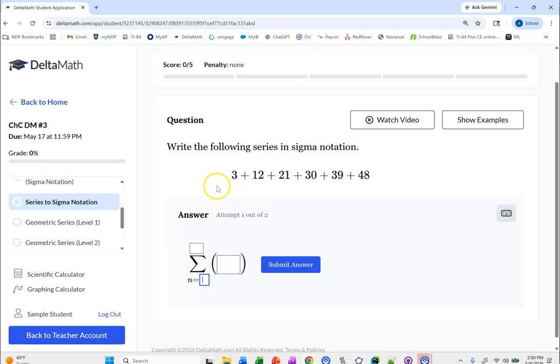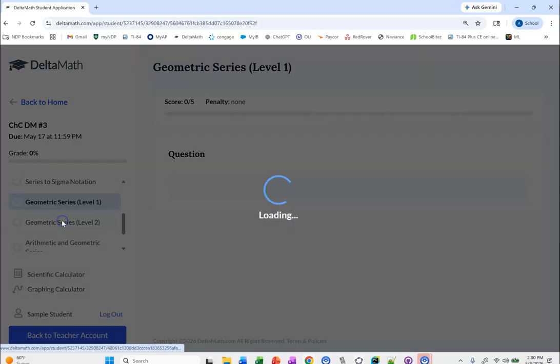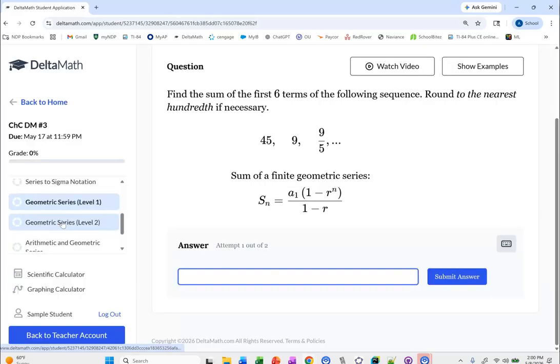All right. Here you are given a series and asked to convert it back into sigma notation, just like we did in the homework or in the notes. Here is a geometric series. They're asking you to find the first 6 terms. So you have the first term, you have the n, you just have to figure out the r. Look, it's 1/5. That's all she wrote. You just plug it into the formula and press enter.